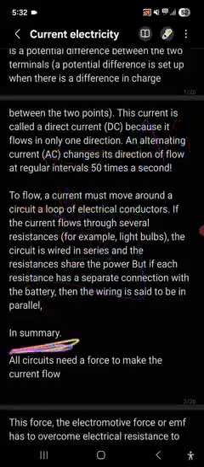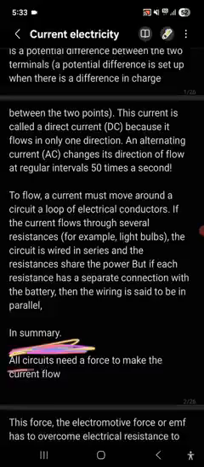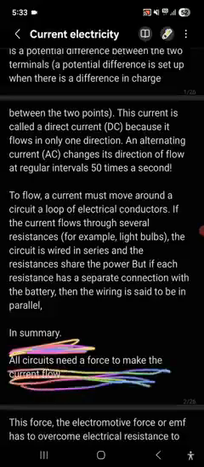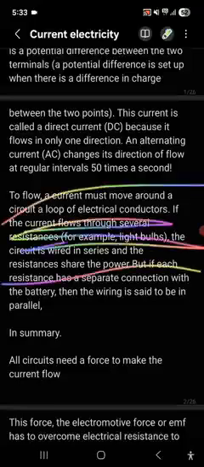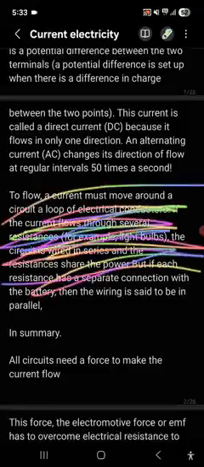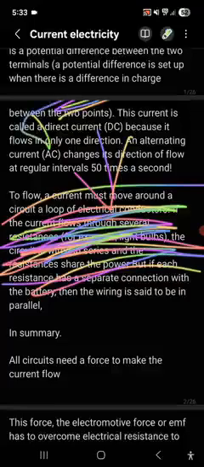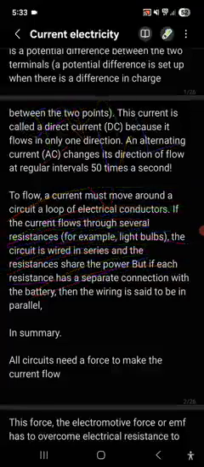In summary, all circuits need a force to make the current flow. You know what that force is? EMF. They need that force to make current flow.